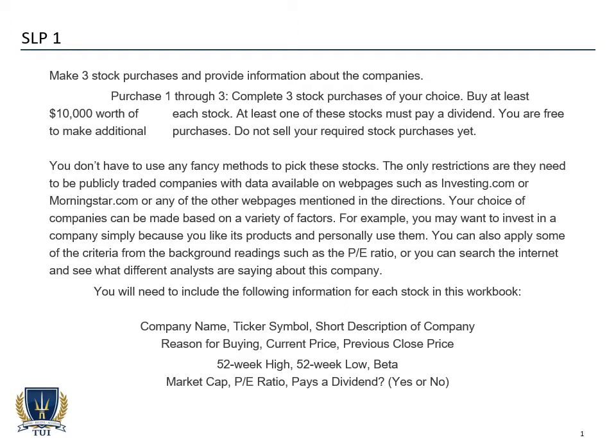So they want a lot of information about the companies that you pick. They want to know the ticker symbol, a description of the business, the reason you bought it, current share price, the close, previous close, 52-week high, 52-week low, market cap, PE ratio, and whether it pays a dividend or not. So I'll show you how to. We're going to show you how to gather all that information.